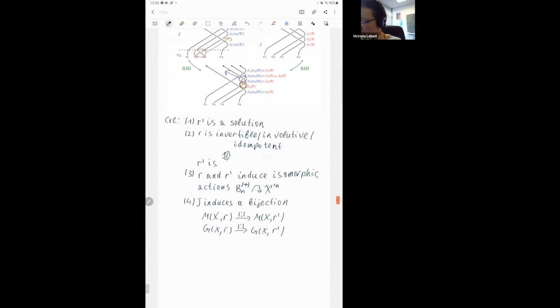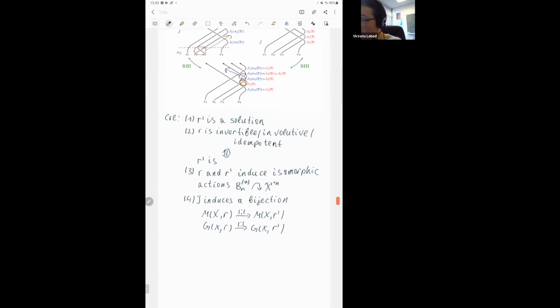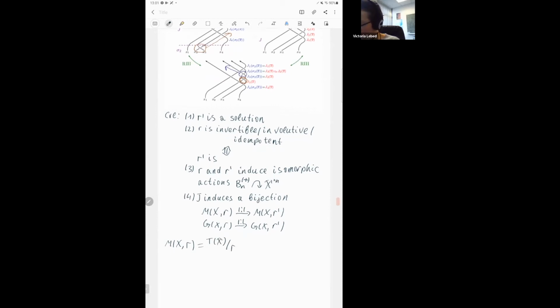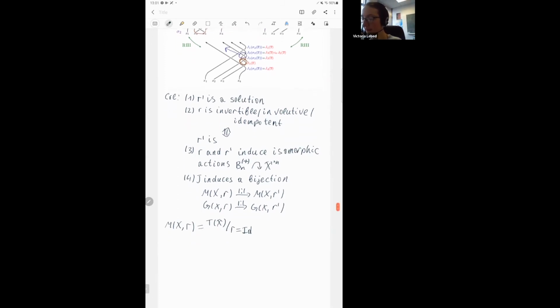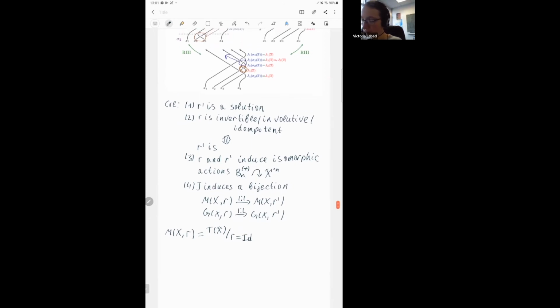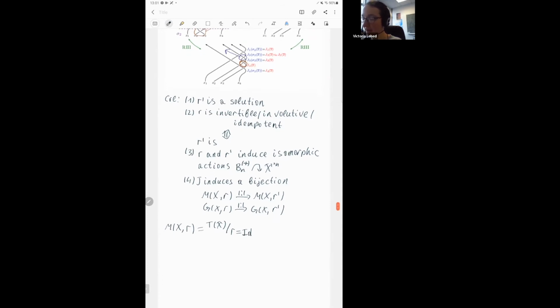And the last point is clear because one of the ways of looking at the structure monoid, or similarly at the structure group, is that it is the free monoid on X, where you mod out by the condition that R map is equal to the identity. Since the R map and the R prime map induce isomorphic actions of the braid group, when you mod out, you get isomorphic, you get bijective monoids. So that's the whole story.